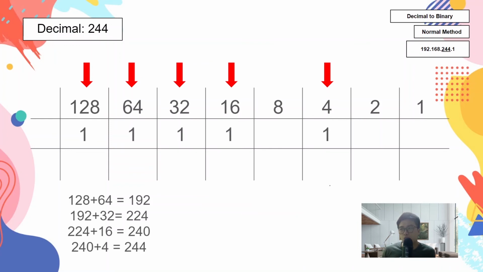Once again, we put all the ones under the numbers that we want, we add it all up, and of course, you have to fill up the rest with zeros. And the answer is 11110100. As simple as that.